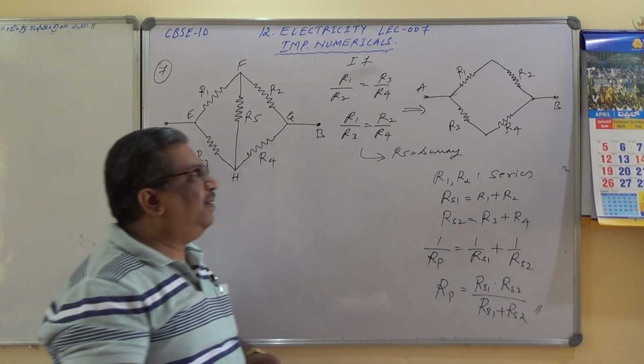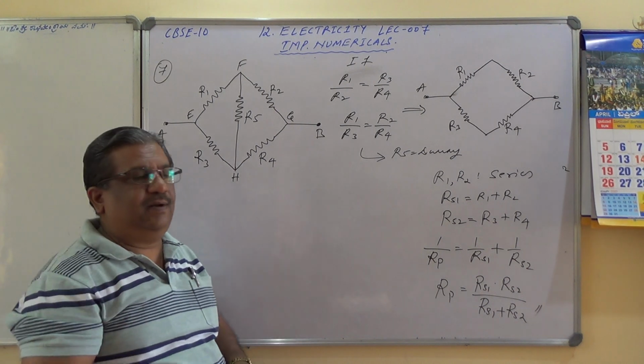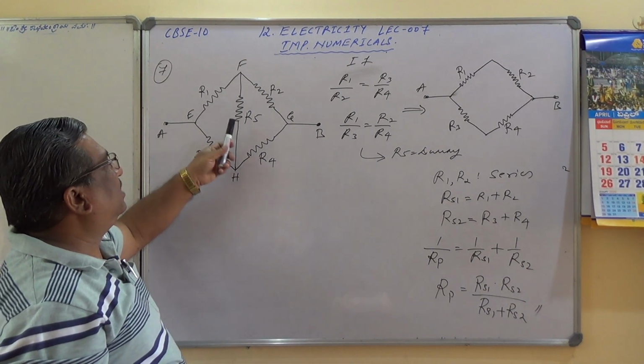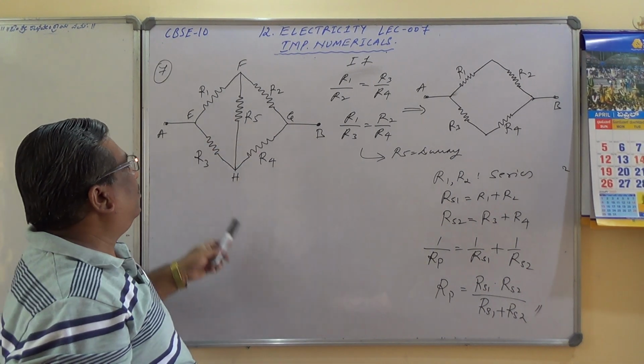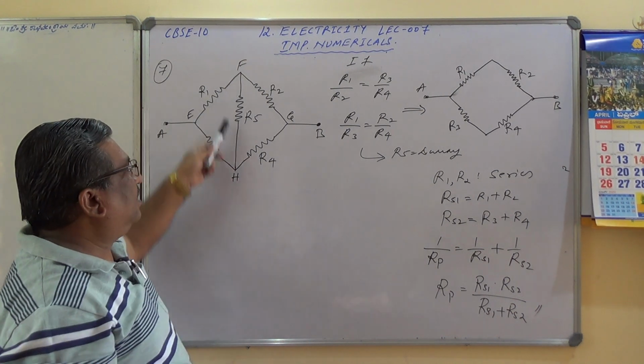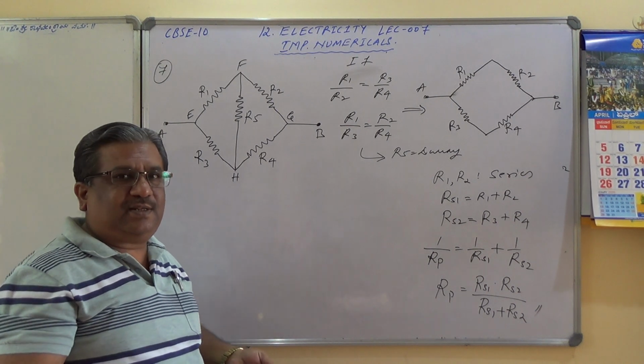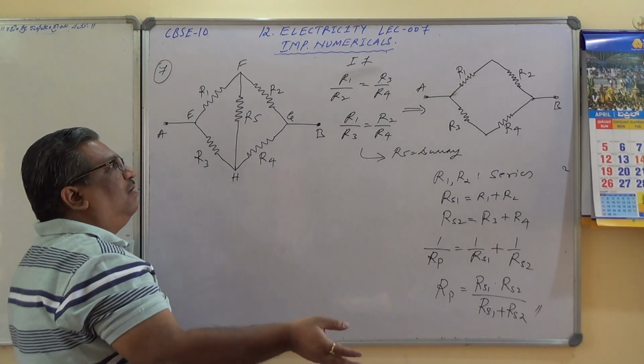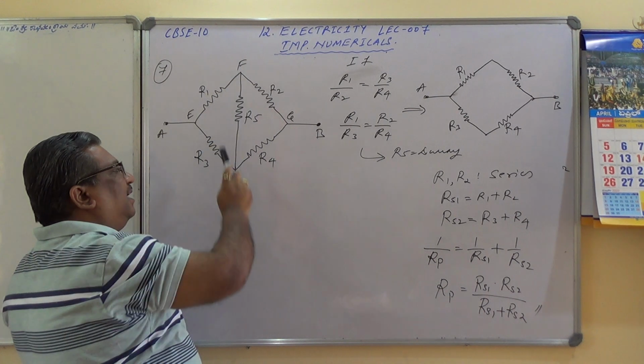This is how it's going to work. So basically, once again I'll tell you, in this case you check the condition here: R1 by R2 should be equal to R3 by R4. Even if one condition is met, then the central resistor will become a dummy resistor. So you can remove this one. Why can you remove it? Because the potential at F and H becomes the same.